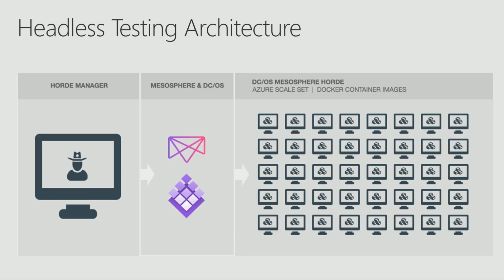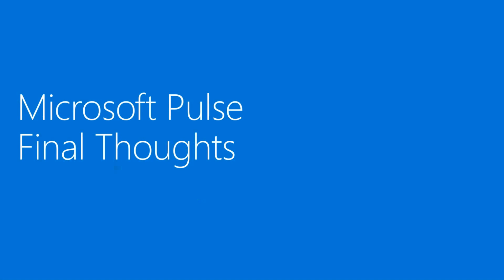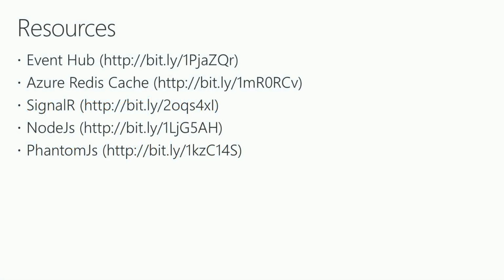I've covered a fair amount, and now it's time to wrap up with a few final thoughts. The first is a couple different resources. These are the ones out of all the things that I talked about that I felt were probably the most useful or helpful or interesting. So it's just links to Event Hub and the Redis cache and SignalR. Node.js and Phantom.js to me were two of the coolest things we did on this project, building those headless testers. So I highly recommend checking out Phantom.js and seeing what it can do for you and how you can use it to better simulate user interaction.